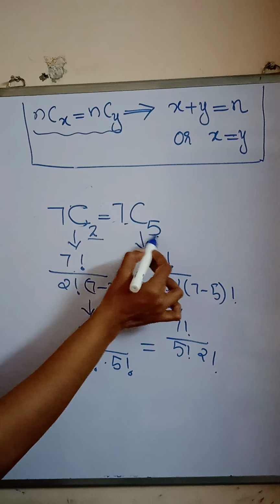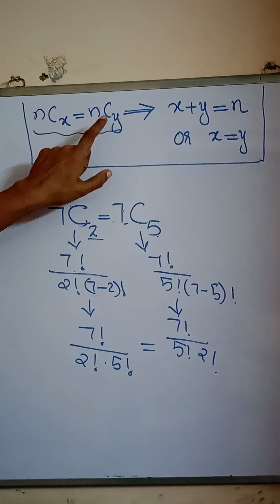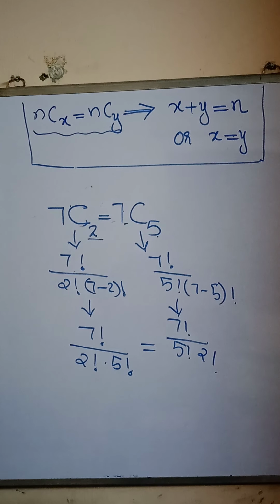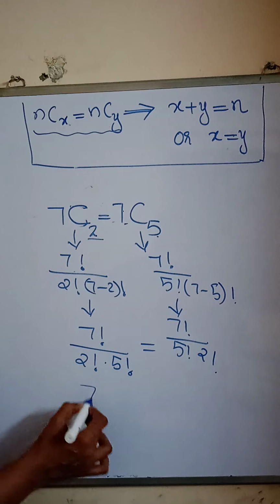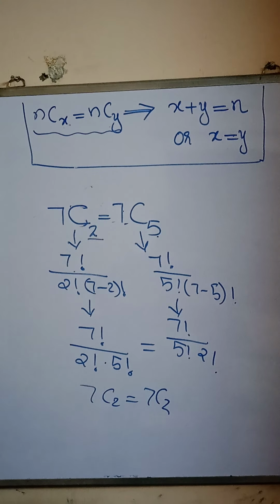Here 2 plus 5 equals 7. So nCx equals nCy implies either x plus y equals n or x equals y. Okay, 7C2 equals 7C2. So either x equals y or x plus y equals n.